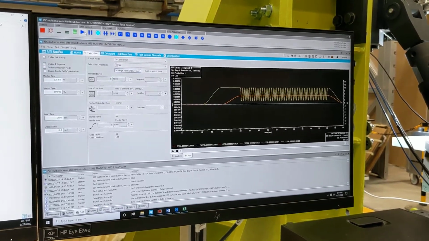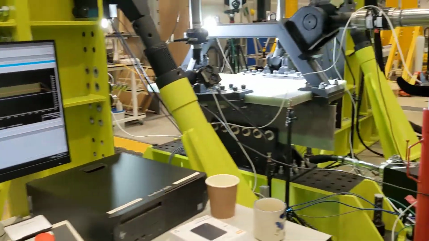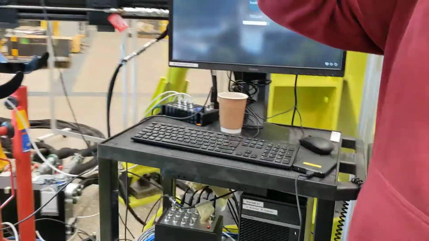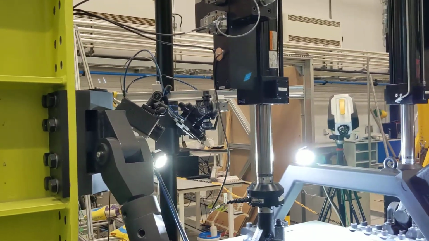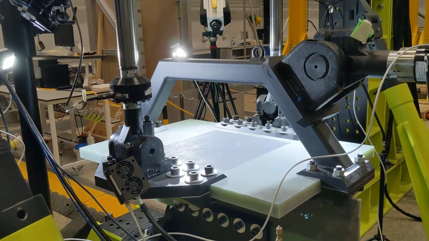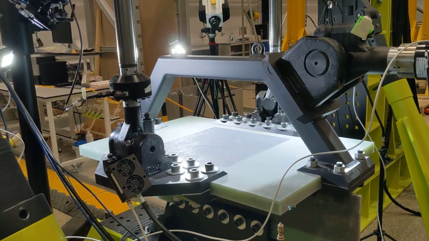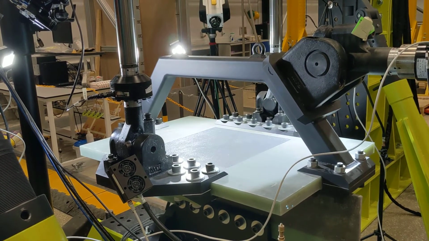And whilst we are running this test, we are taking some images. What are we imaging? We have a number of cameras around the test specimen. We've got white light cameras to do digital image correlation. What we get from those cameras is a displacement field across the imaging field of view. The displacement field can then be differentiated to give us strain field. So we're getting both displacement and strain from our white light cameras.